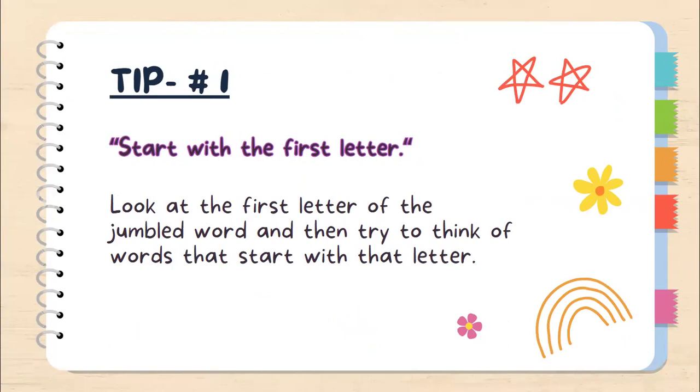Tip number 1, start with the first letter. So, my friends, look at the first letter of the jumbled word. Then, try and think of other words that start with that same letter. If the word starts with S, then think of other words that start with S. Sorcerer, settle, sharp, science. Your jumbled word might be one of the words that you may find out.